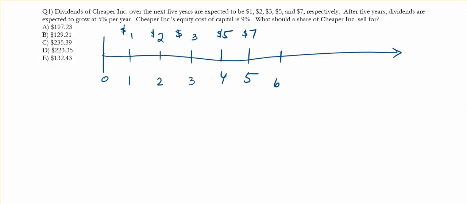And after 5 years, dividends are expected to grow at 5% a year. That means in year 6, dividends will be 5% more than they were in year 5, year 7, forever. The cost of capital is 9%.